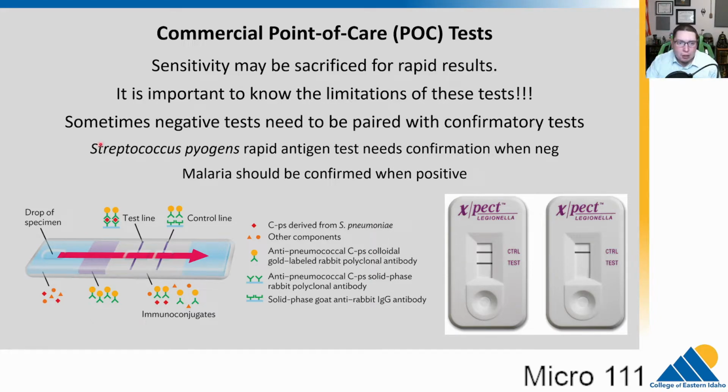So like if somebody is suspected of having Streptococcus pyogenes, which can cause strep throat and things, a rapid antigen test that is negative when they clearly have symptoms that look like this generally needs to be confirmed with another method. If we see a malaria positive, particularly in the United States, we tend to want to confirm that one because the possibility of it being a false positive is high, because there's not a lot of malaria in the United States.